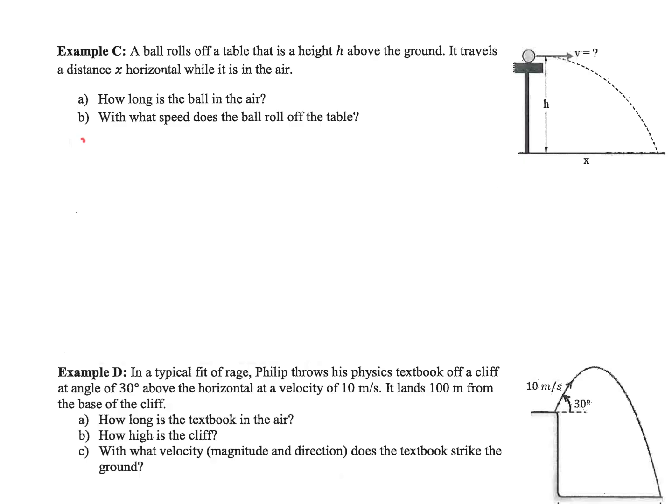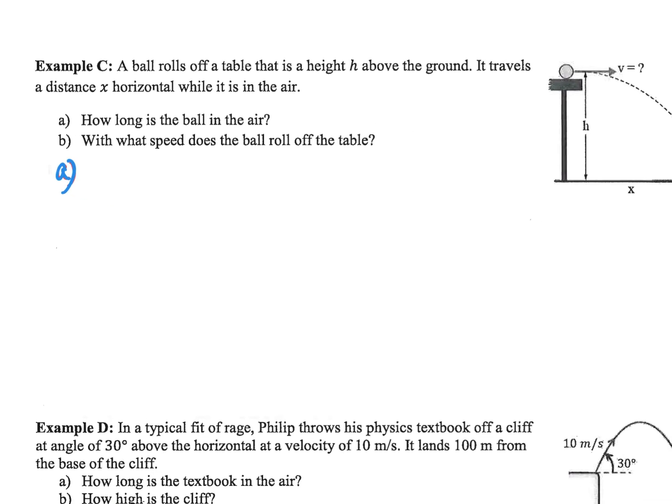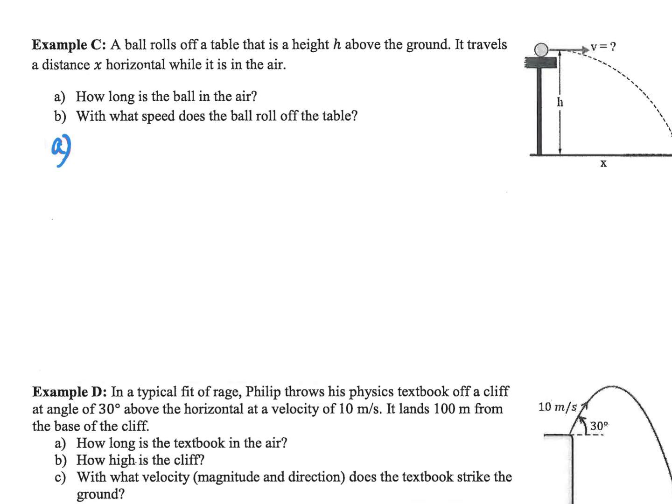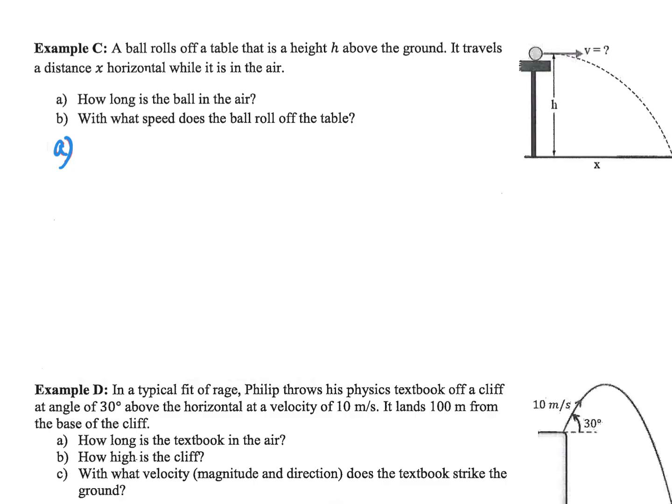So part A, how long is the ball in the air? That's an angry red. I'm going to go to blue. It feels more friendly. Or maybe I need to be angry with y'all. Keep you awake. So we know a delta x, don't we? How long's the ball in the air? What speed does the ball roll off the table? So we know it's just going to be going this direction, don't we?